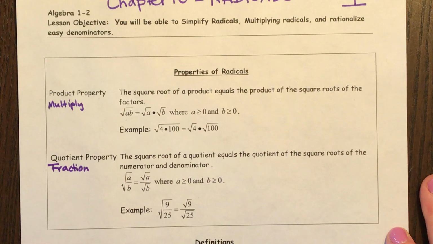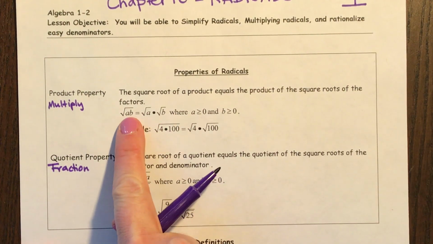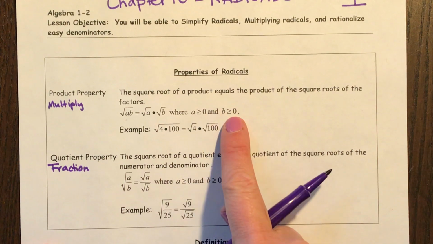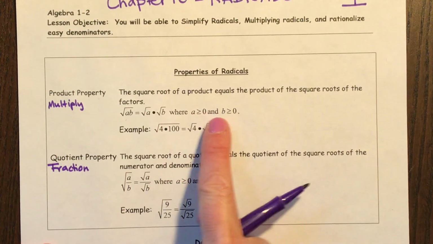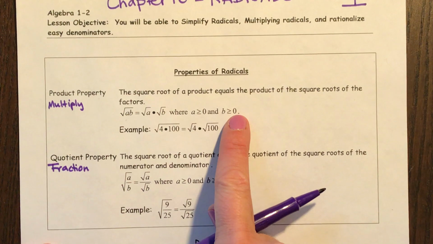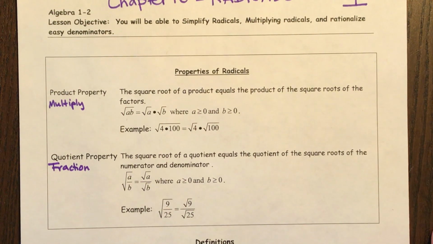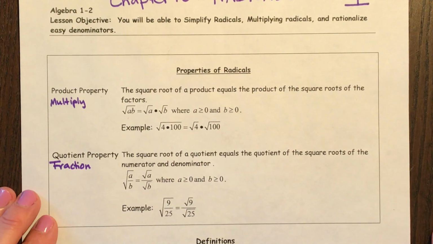The first property, which is your multiplying property, is that if you have two numbers being multiplied inside the radical sign, you can separate them into their own individual radical signs. This works for positive numbers, which is why it says your number A and your number B would be greater than or equal to 0. The reason we can't do negatives is because if you type in the square root of a negative on your calculator, it will say domain error because they don't exist. There's no answer for that.